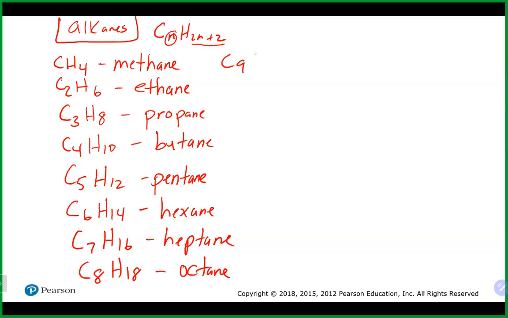9 carbons, which would give you 20 hydrogens, will be nonane. And lastly, 10 carbons, which would have 22 hydrogens, is decane. This is typically how a lot of organic functional groups are named, based on the name of the functional group is sort of how we name those guys.